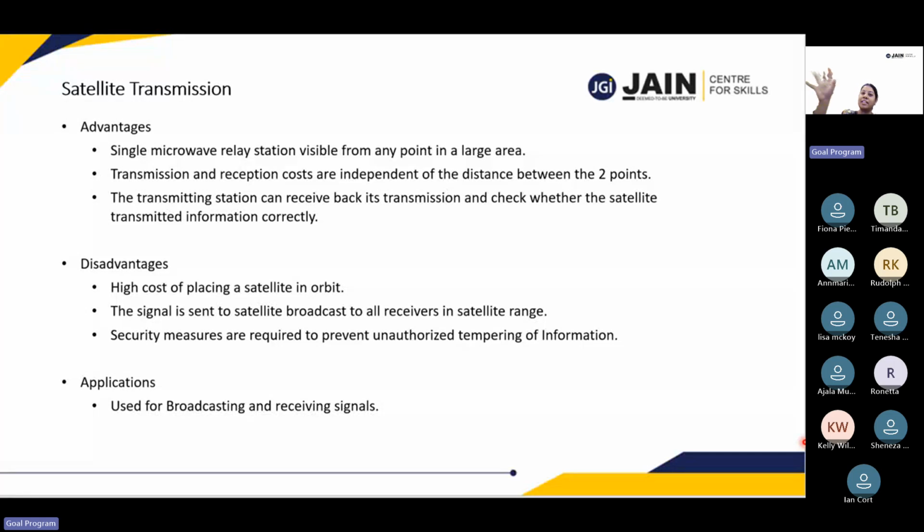Disadvantages: the cost is very high. You have to place a satellite using a rocket or space shuttle in the orbit, and you have to align the speed of the satellite orbit with the rotational speed of the Earth. This makes the cost of placing extra high. The signal sent to the satellite is broadcast to all the receivers in range. Security measures are weak, so people can peep into your data communication and unauthorized tampering of information is possible. Satellite communication is usually used for broadcasting and receiving signals.